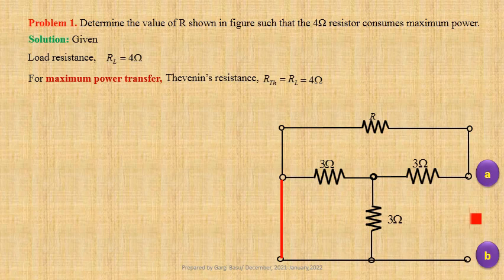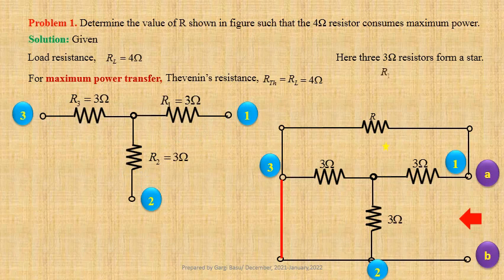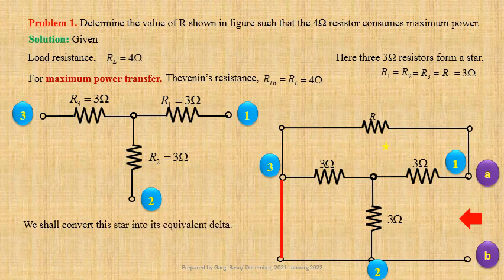The resistance as seen from load terminals A and B gives us Thevenin's resistance. Here, three 3 ohm resistors connected to nodes 1, 2 and 3 form a star. We can write R1 equals R2 equals R3 equals R equals 3 ohm. We shall convert this star into its equivalent delta. Now we get R12 equals R23 equals R31 equals 3 times R, that is equal to 3 into 3 equals 9 ohm. Let us now replace this star with its equivalent delta.